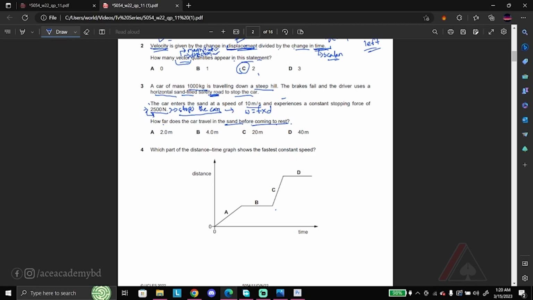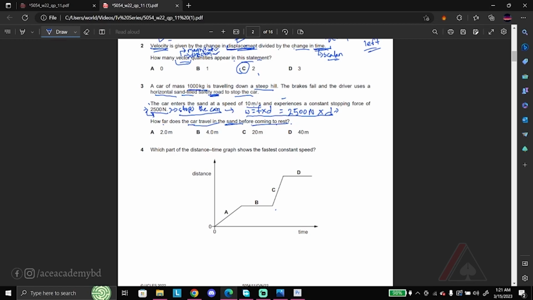if you recall, work is equal to force times the distance in the direction of application of force. So work is essentially, in this case, 2,500 newtons times d. Alright, this is the work done by the car in the sand. Now we need to find this d. This would be our answer. So how far does the car travel in the sand? Let's first look at the first part of the question. The car has a mass of 1,000 kg, and it enters the sand at 10 meters per second. So it travels down the hill at 10 meters per second.